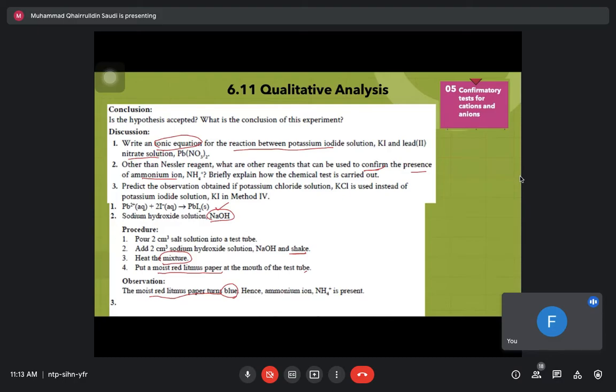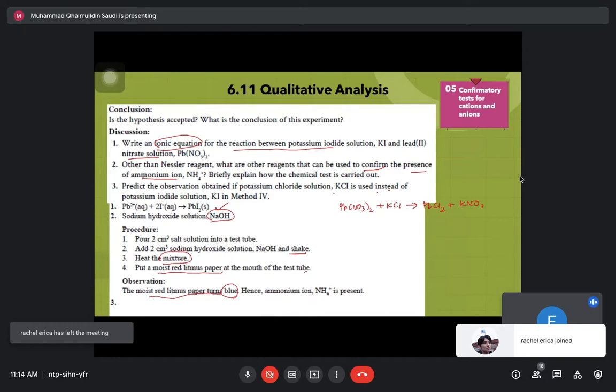Predict the observation obtained if potassium chloride solution is used instead of potassium iodide solution. Okay. Kiranya dia nak test tadi dia guna lead nitrate. Instead of dia tambah potassium iodide, dia tambah dengan potassium chloride. So apa produk yang kita akan dapat? Lead(II) chloride. Okay, lead(II) chloride and potassium nitrate. Good, potassium nitrate.